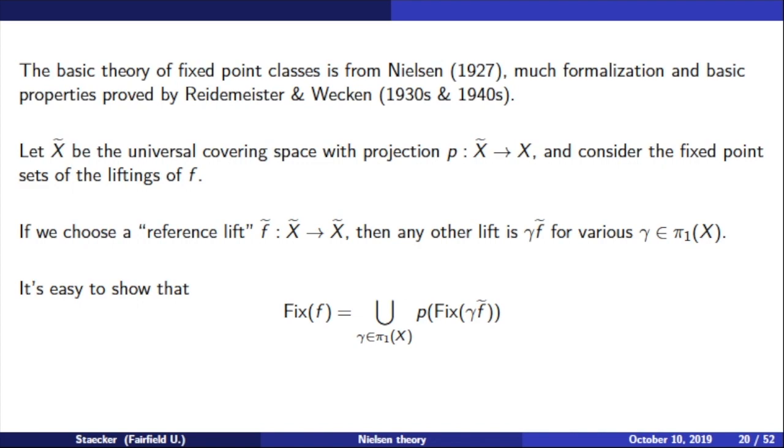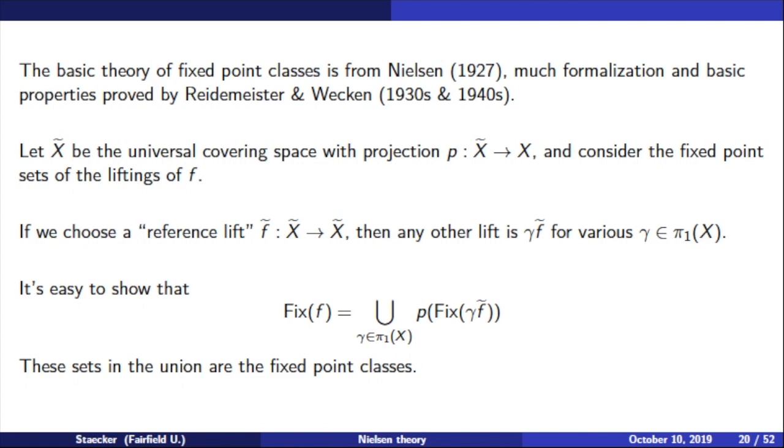It's not obvious why you would want to do this, but once you get the idea, it's not hard to show this. The fixed point set at the bottom is the union of fixed points of the different liftings. Every function on the space X can be lifted in several different ways. And those liftings have their own sets of fixed points. And if you take those fixed points of the liftings and send them back down into the space downstairs, what you get is the whole fixed point set. And these sets inside this union are the fixed point classes.